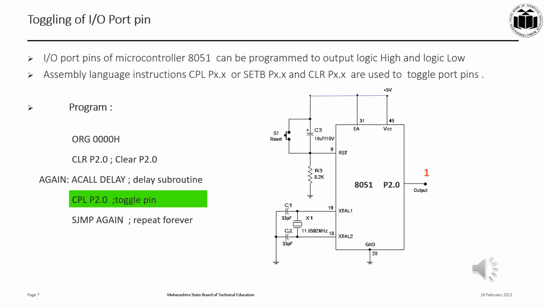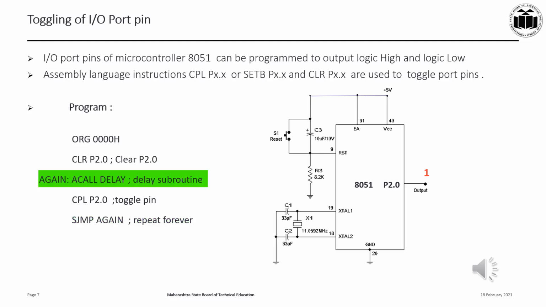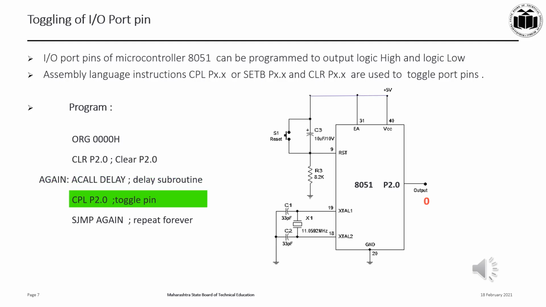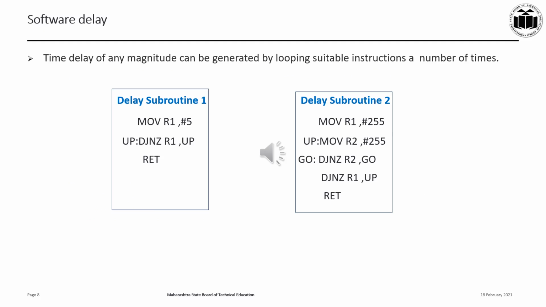Again, by using instruction SJMP, a delay subroutine is called and the program control is transferred to delay subroutine. Again, as long as the delay subroutine is getting executed, the pin status is logic 1. When the delay subroutine gets over, again CPL P2.0 instruction is executed, which makes the port pin status 0 now. And the whole process is repeated again and again. In the program for toggling of port pin, a delay subroutine is executed. Every time the port pin is toggled, a delay subroutine is called and executed by the microcontroller. This delay is software delay.